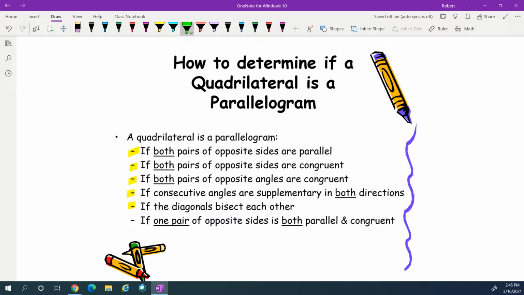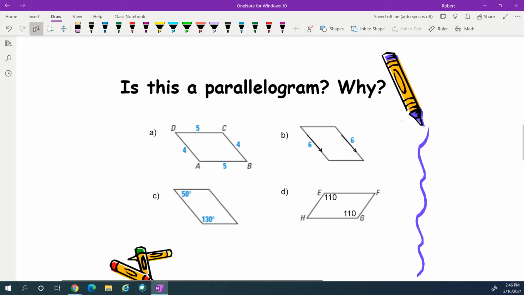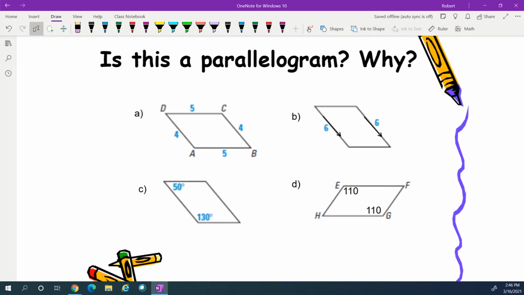The new one is if we have one pair of opposite sides that has both properties, parallel and congruent. So both pairs of opposite sides are parallel, both pairs of opposite sides are congruent, or one pair of opposite sides has both properties, parallel and congruent. So we do whatever work is necessary to figure out if any of those properties are true. Let's look at examples. That's actually the entire lesson.